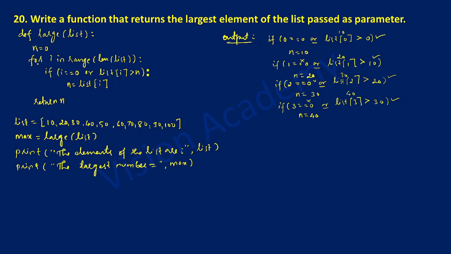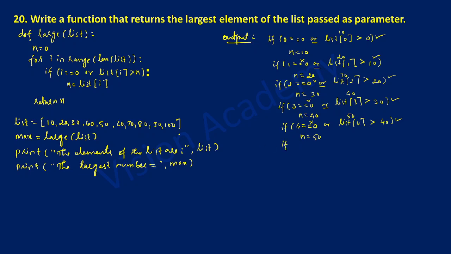Once again, control transfers to the for loop by incrementing the value of i by 1. Now i value is 4. Here I am going to write if 4 is equal to 0, no, the condition is false. Or here I am going to write list of 4. List of 4 consisting of value 50. So 50 is greater than n value, which is 40. So whether 50 is greater than 40? Yes, the condition is true. Then this particular statement will get executed. n is equal to list of 4, consisting of 50. Now 50 is equated to n.